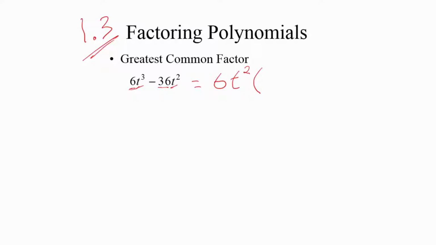Now, the first one divided by 6t squared would be what? t. 6 and 6 would cancel, and t to the third divided by t squared would be t, minus 36 divided by 6 would be 6, and t squared divided by t squared is 1, so it would be t minus 6. So that's finding the greatest common factor between two terms in a polynomial.